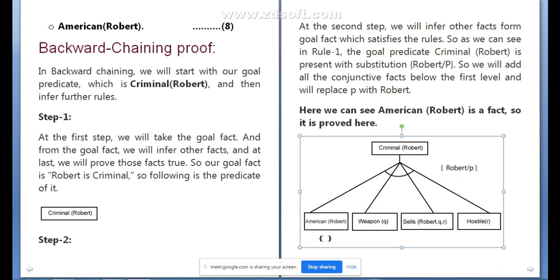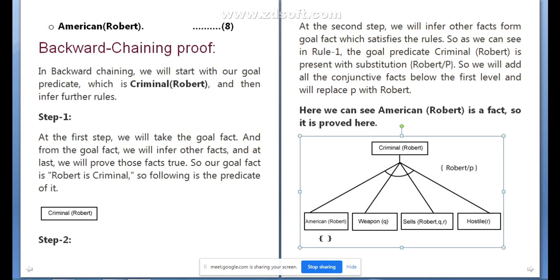रूल इन्फर करेंगे, एक फैक्ट इन्फर करेंगे, और लास्ट में फैक्ट करेक्ट है ये दिखाएंगे. सो दैट्स the way we can prove our goal, means backward chaining proof.